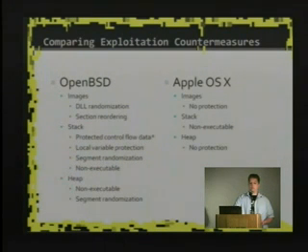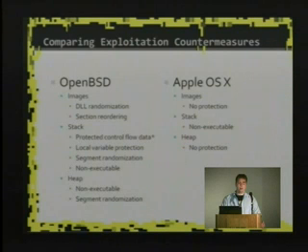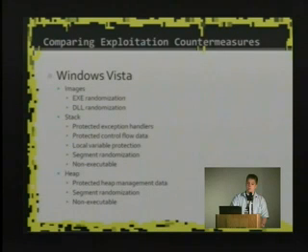OpenBSD has their own implementations of the randomization and non-executable pages as well. They also do some local variable protection with their compilers, and section reordering and DLL randomization as well. OS X notably does not have most of these features. They do support a non-executable stack, and Windows has many of the same features, plus a couple of extras that are not supported by others.